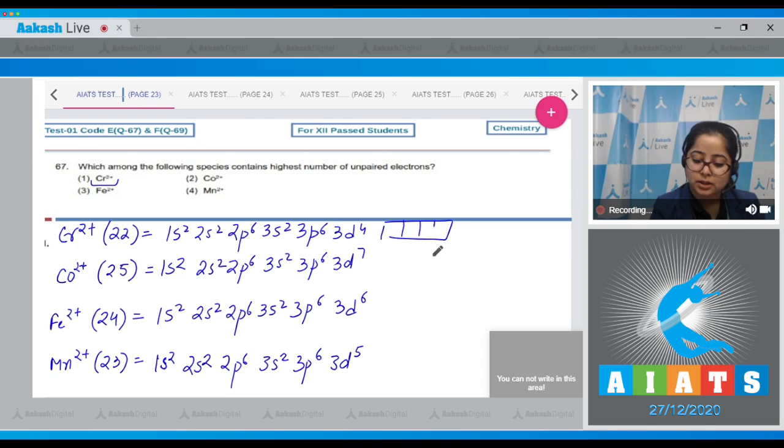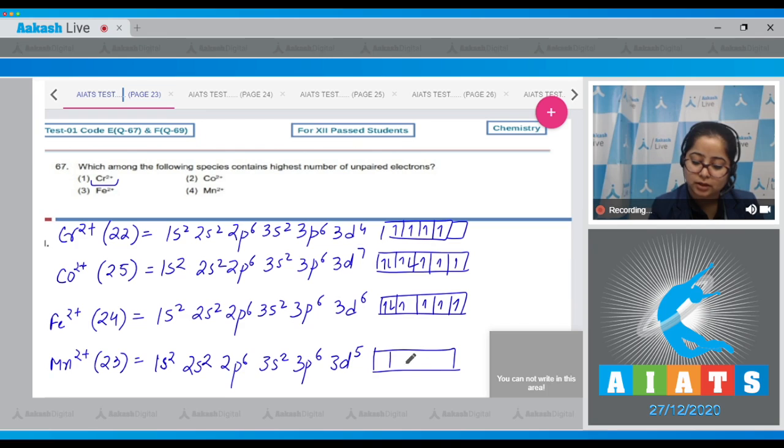Students, in this case there are 4 unpaired electrons. In this case there are 3 unpaired electrons. In this case there are 4 unpaired electrons, and in this case there are 5 unpaired electrons. So it is very clear that among the given ions, Mn2+ contains the highest number of unpaired electrons. So the correct answer is option number 4.